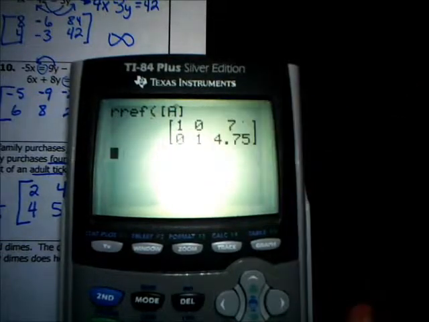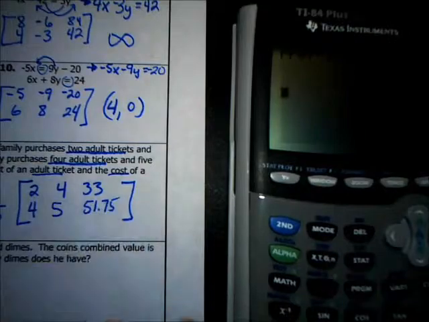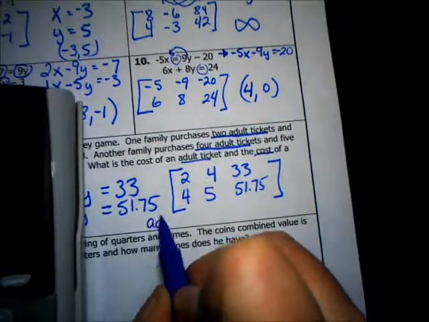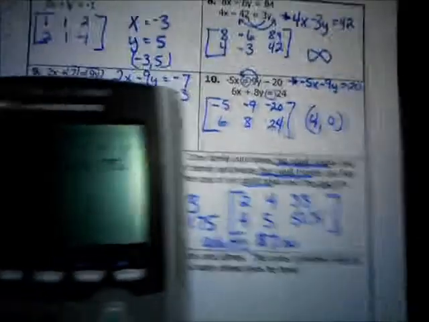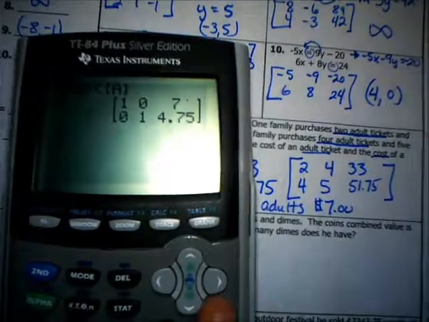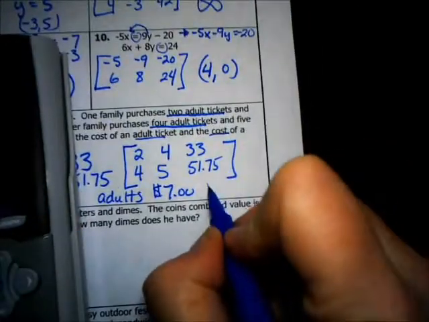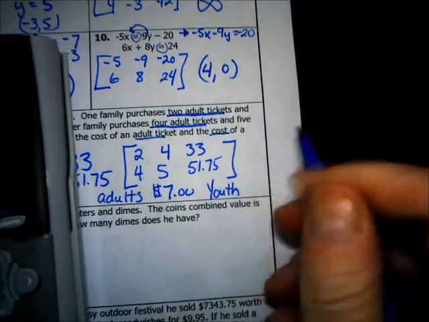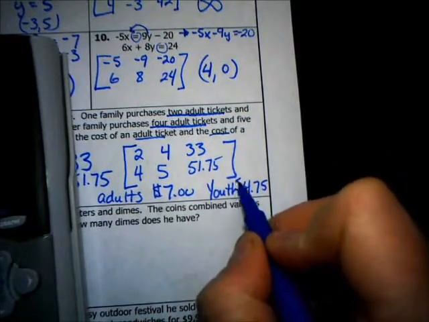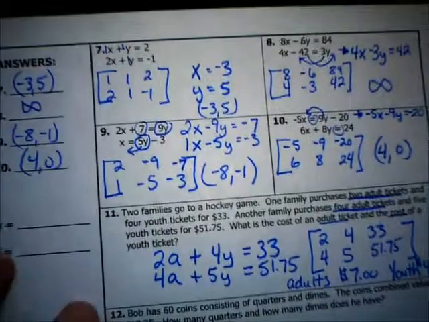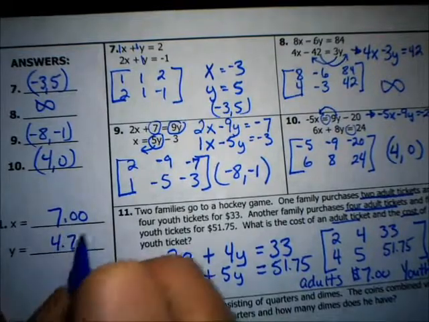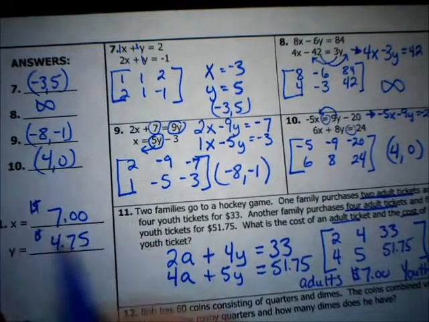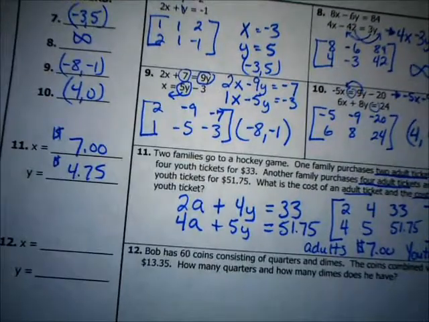So the first one, which happens to be my A's this time, so the adults, cost $7. That's what my values here actually represent. And the second one was the youth, cost $4.75. So over here they have the X, that will be the $7. Their Y value is $4.75. So this is dealing with money.